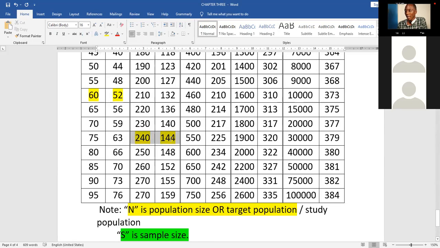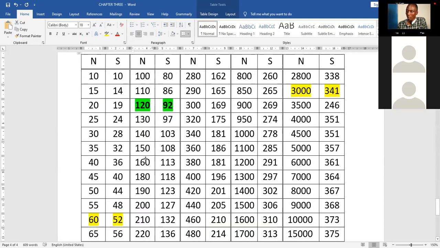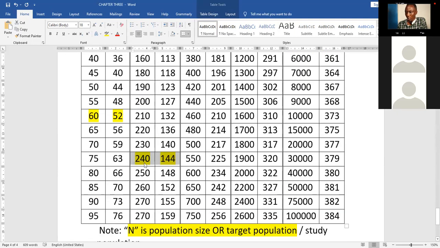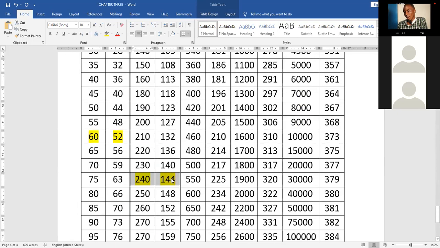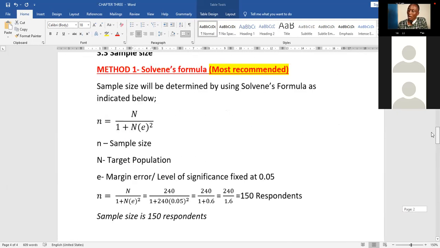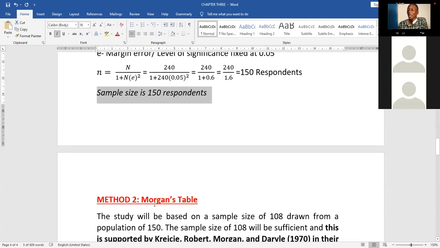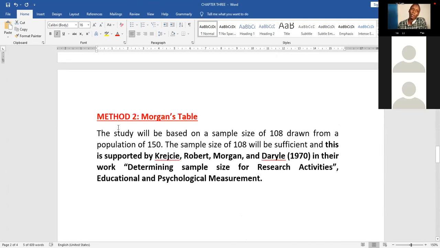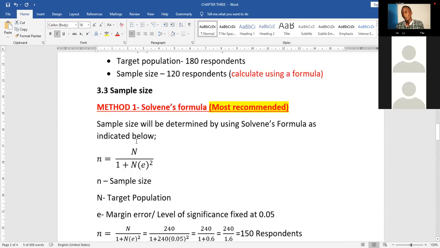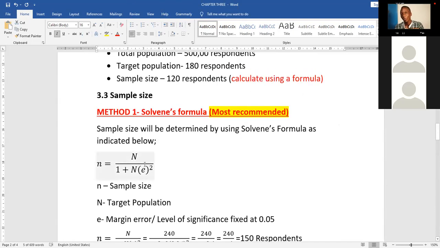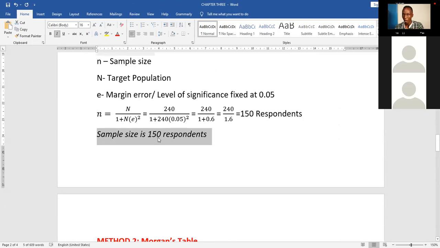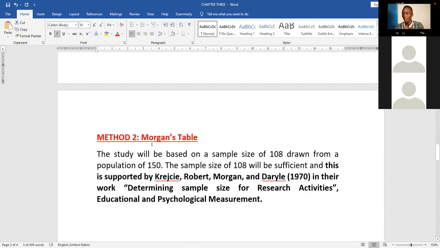Why is it like this? It is because our capital N is the target population. So when you go in the line of target population, you can see that a target population of 240 will give you a sample size of 144. But why is it that here we have 144 and up here, the other method gave us 150? It is because these 2 methods are totally different from each other. If you use method 1, you get 150. If you use method 2, you get 144.